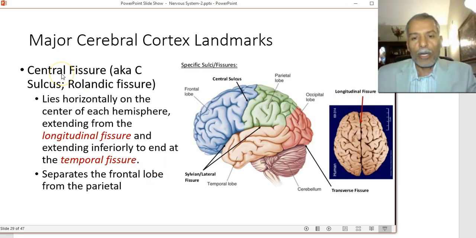The central fissure, you can see here and here, and you can see it here between the blue and the green. That is the central fissure, right in the center of the brain. It separates the frontal lobe from the parietal lobe.